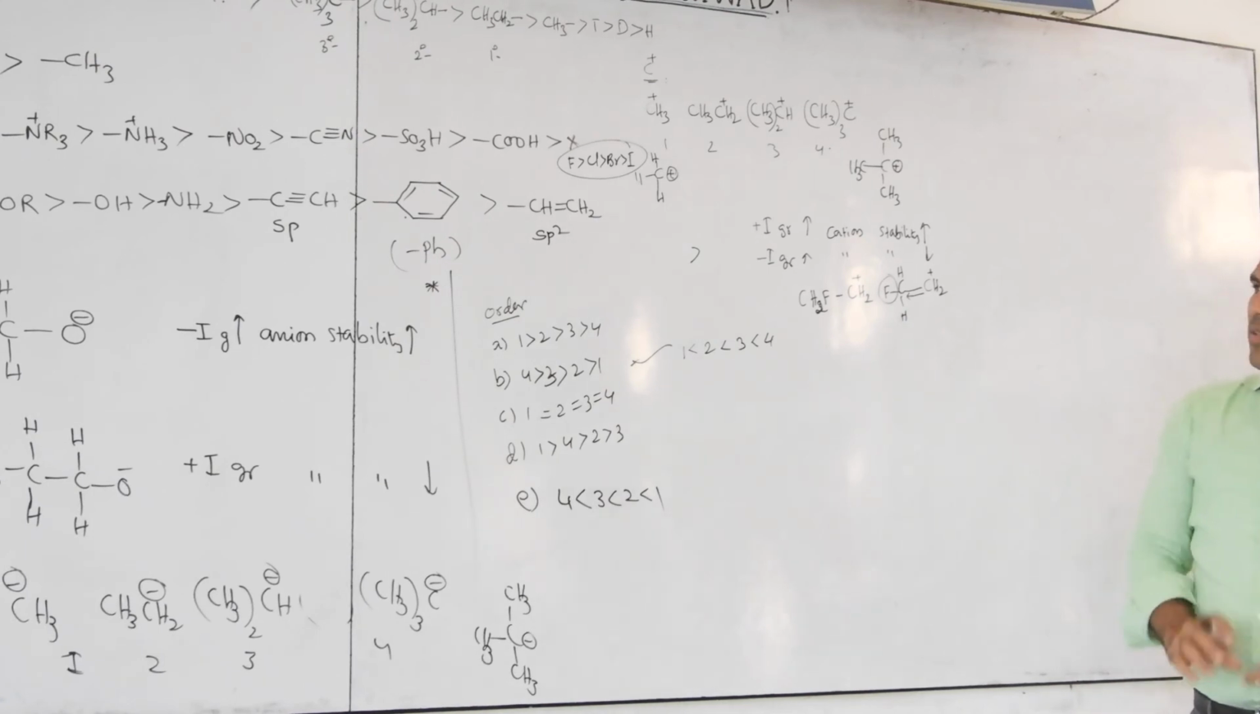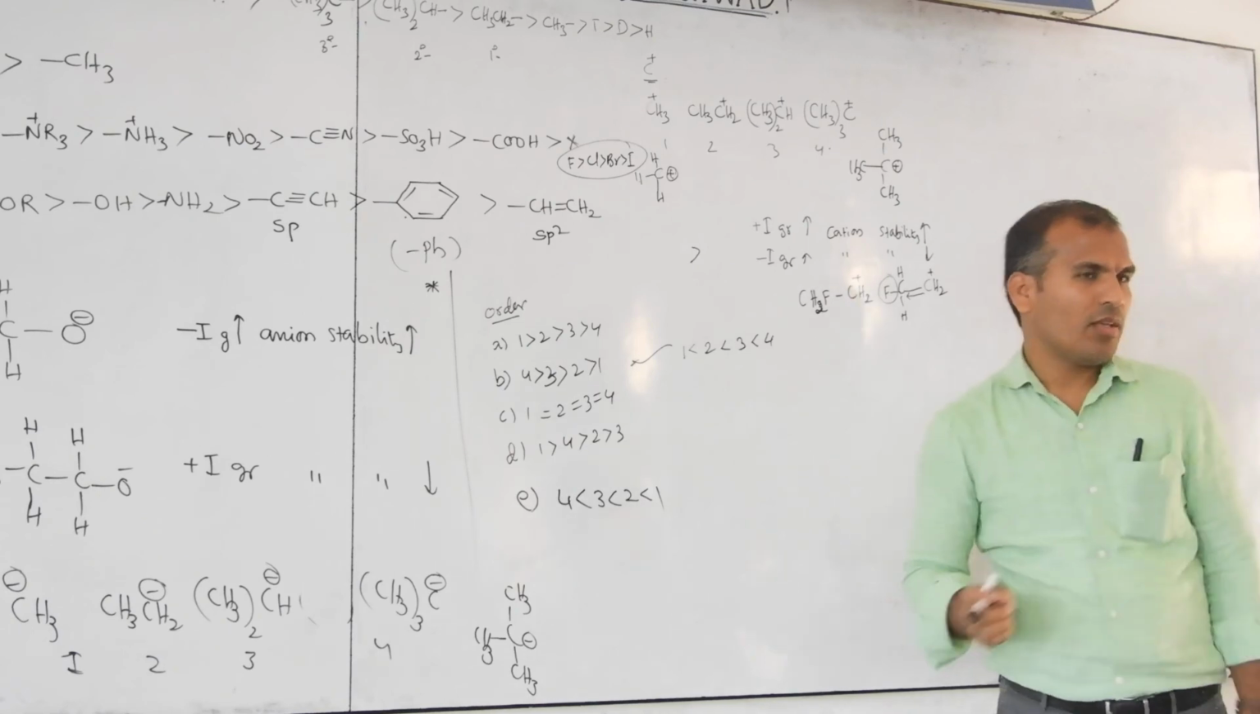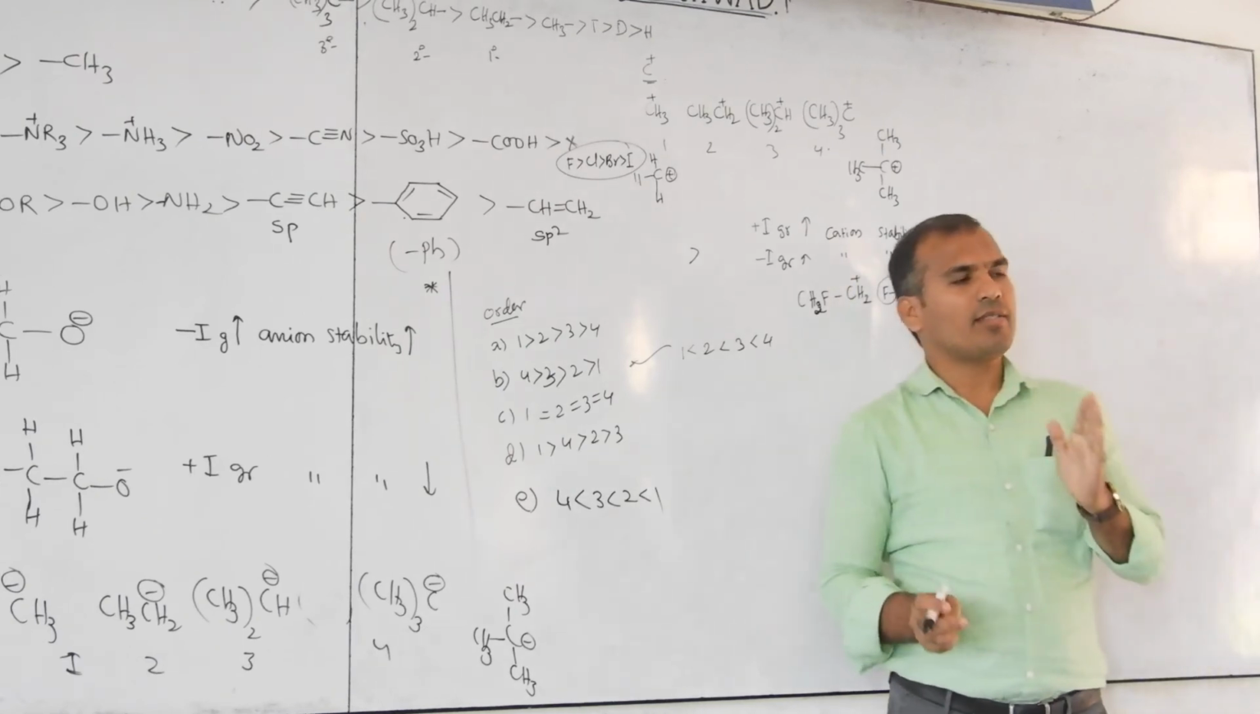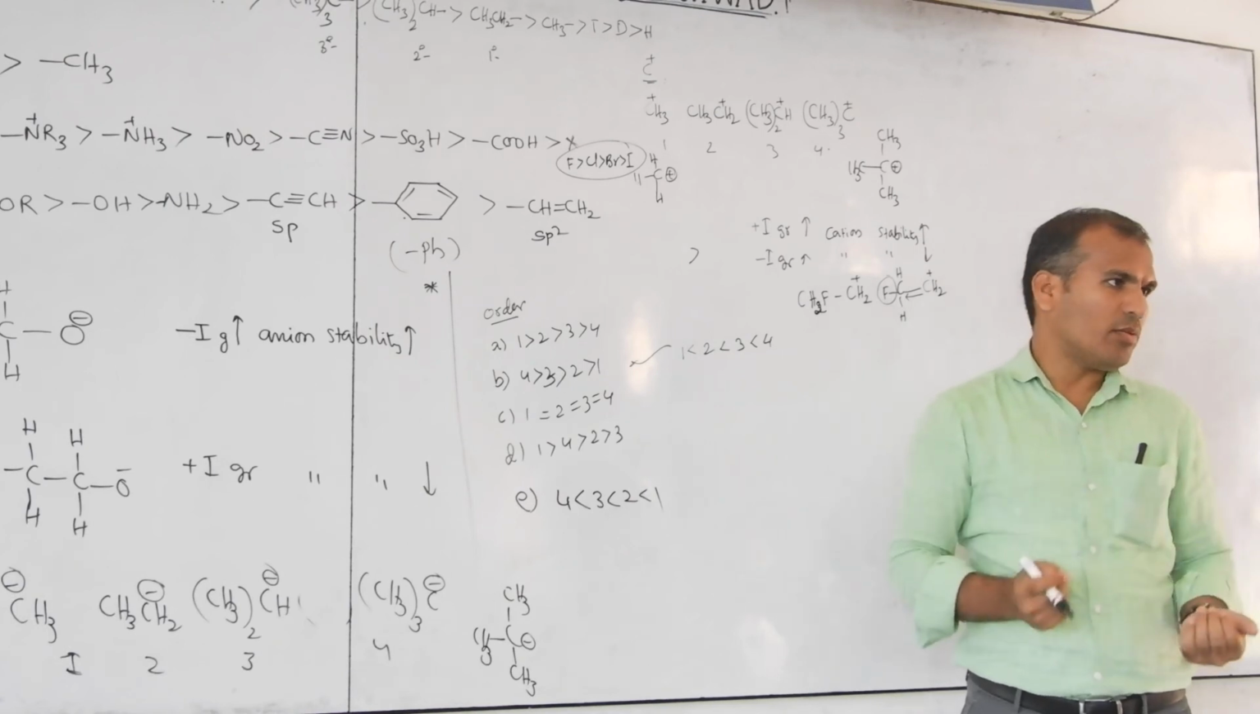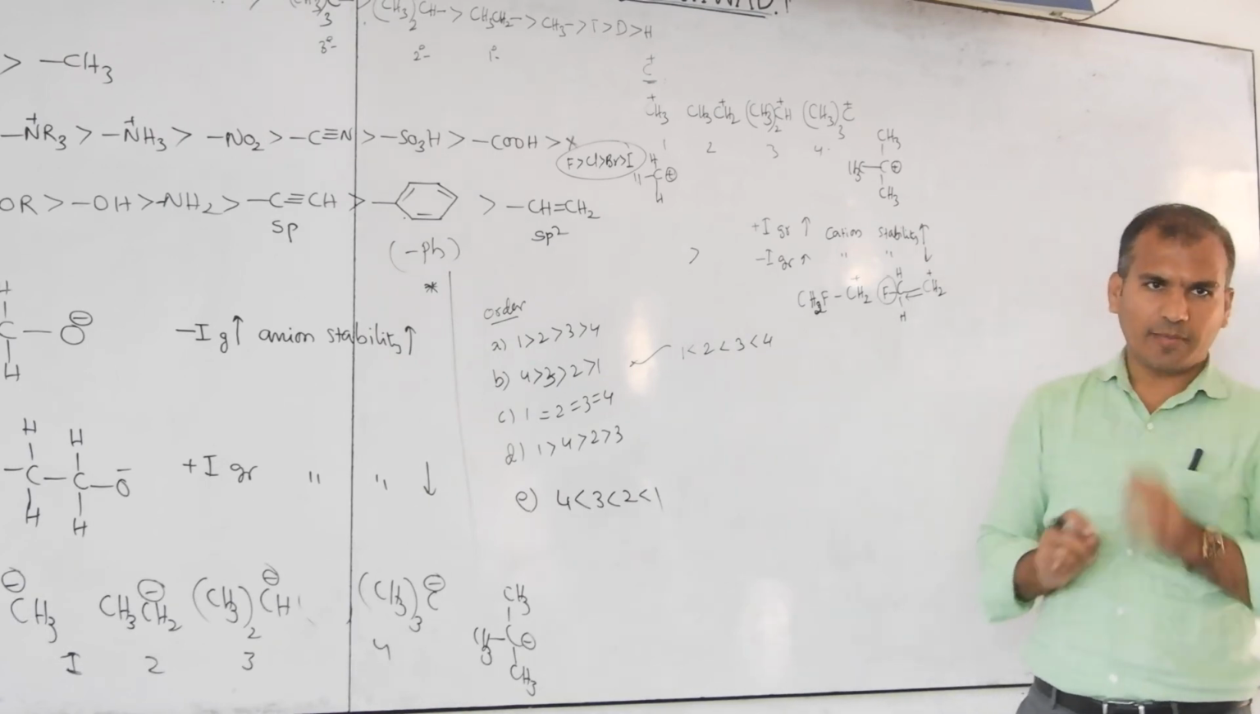Clear? Based on this, we will decide acidic nature, basic nature also we can decide. Only you have to remember the charge. To decrease the magnitude, what do you have to do? Increase the positive groups or increase the negative groups. Based on that, you have to decide.